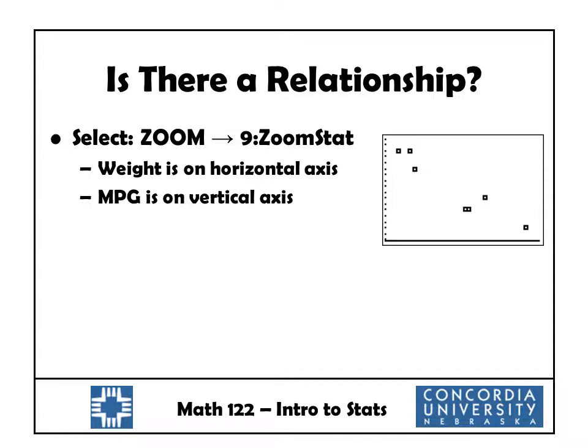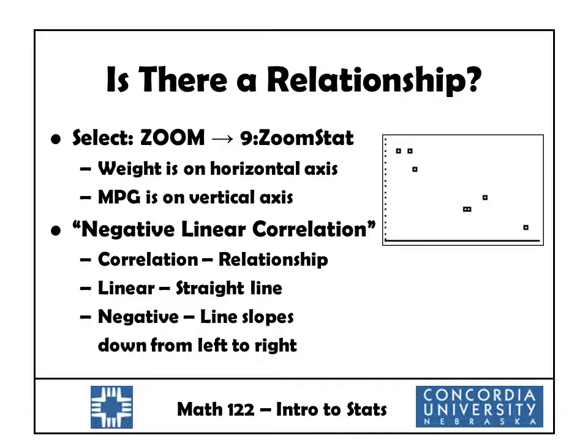That's a very important observation, and one that we're going to make use of in this chapter. So we see that there is a relationship, and we say that these two variables, weight and miles per gallon, have a negative linear correlation. Correlation is just a fancy name for relationship. Linear means they form a straight line. Negative means that that line slopes down from left to right.